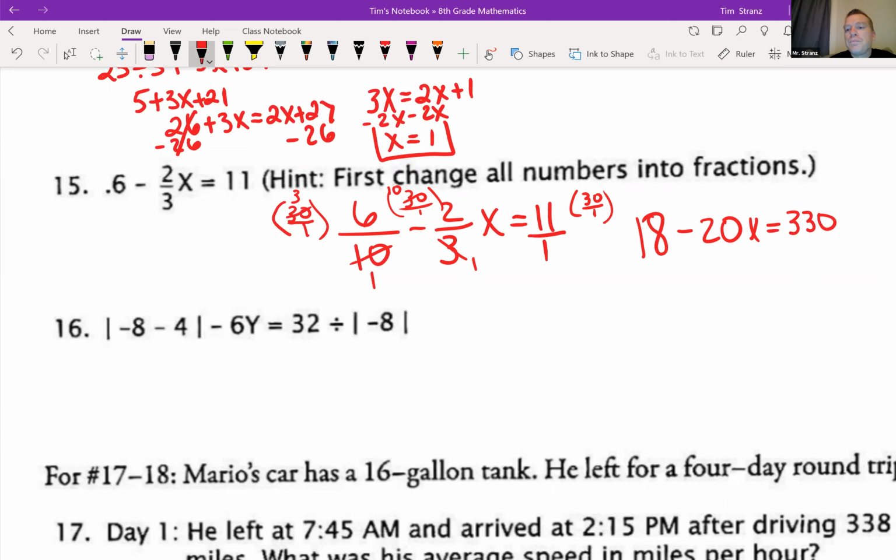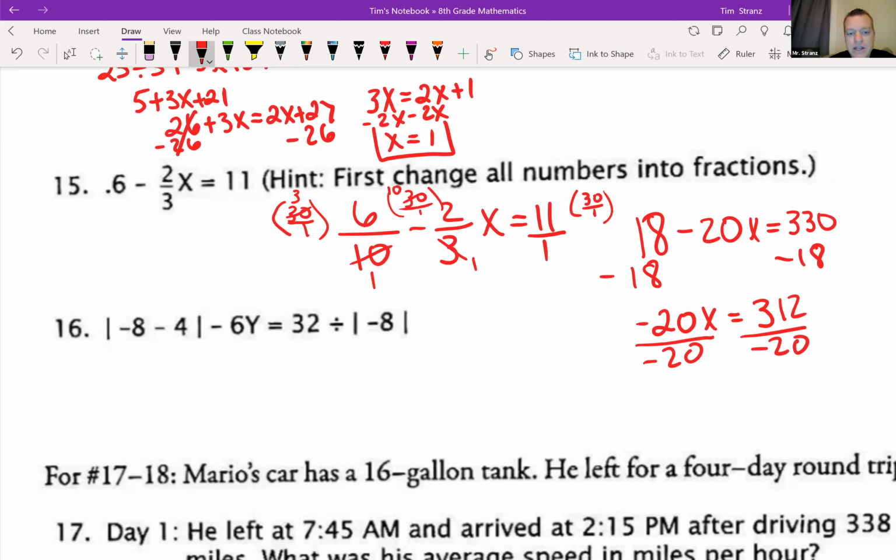All right, so now I have whole numbers. Now it's going to be a little bit easier. Okay, I'm going to subtract 18 on this side, subtract 18 on this side. I have a negative 20x equals 330 minus 18, which is going to be... 330 minus 18. Why am I blanking right now? 330 minus 18 is going to be 312. Okay, I'm going to divide each side by negative 20.